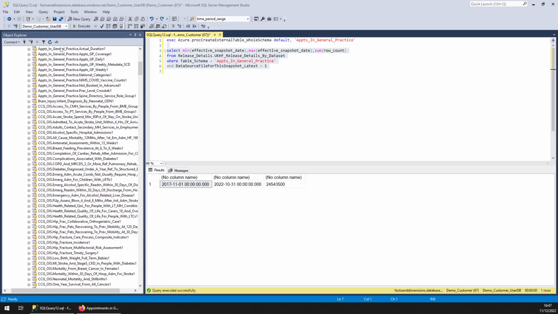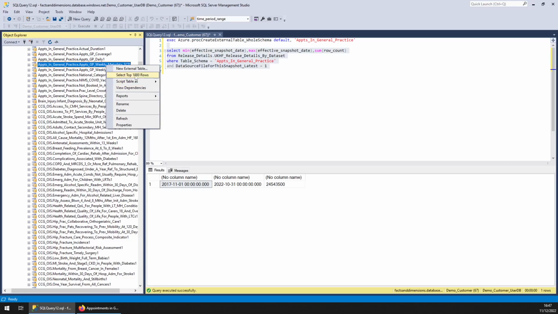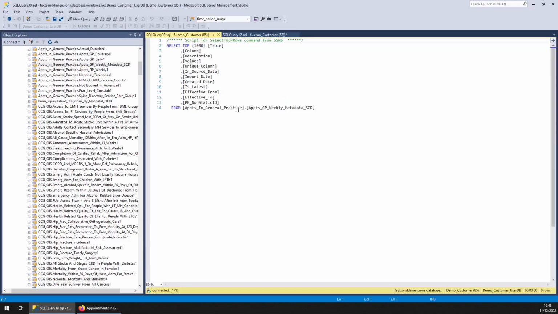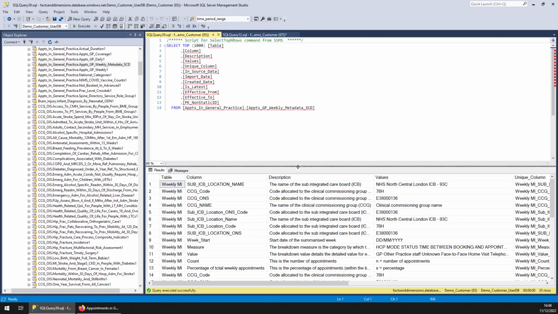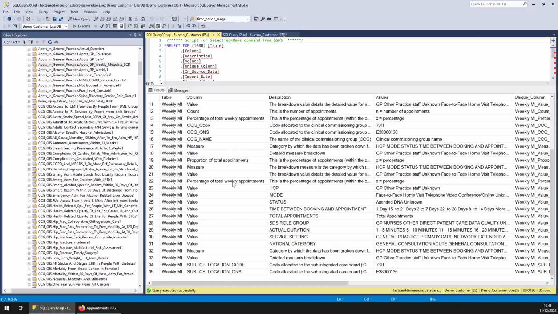Anyway, so it is a few tables. Here they are: actual duration, appointments GP coverage, appointments GP daily, weekly metadata. That's the metadata table dimension. Let's just have a little look at that right now, actually. That just helps you understand the data within the other data tables.